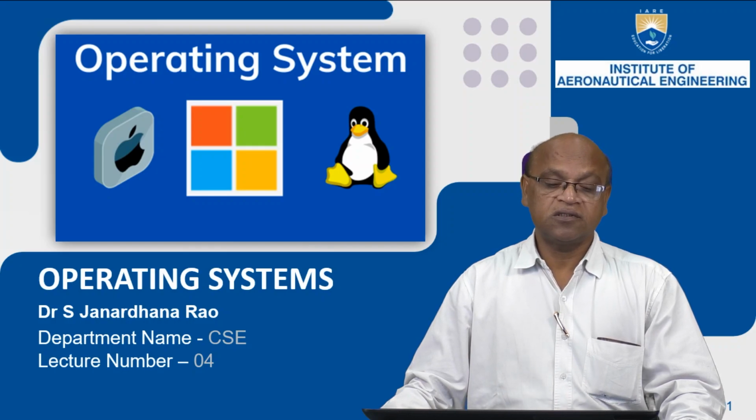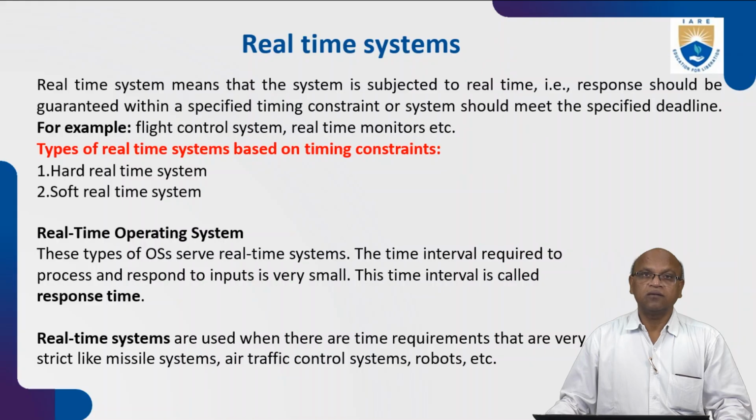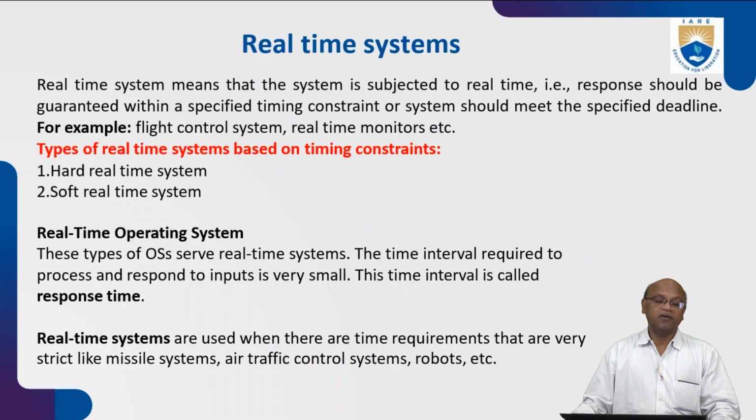Today my topic is real-time operating systems. We have discussed different types of operating systems we come across, so today we'll look into real-time operating systems. A real-time system is one that is subject to real-time constraints. That is, the response should be guaranteed within a specified time constraint. Our system should meet the specified deadline. For example, flight control systems, real-time monitoring systems, and so on.